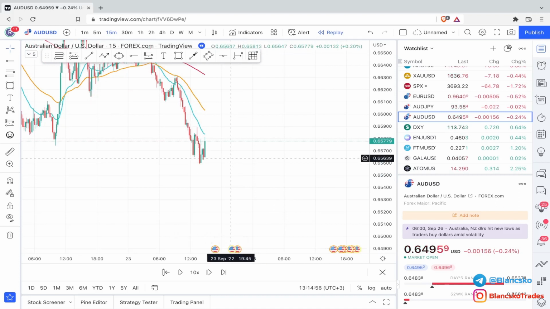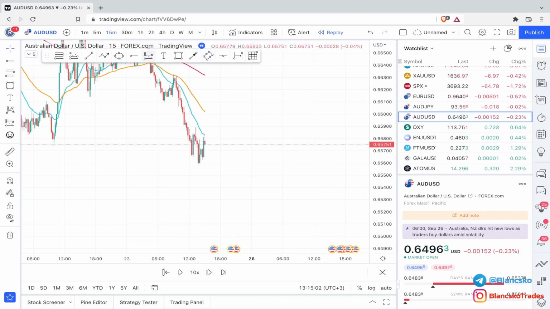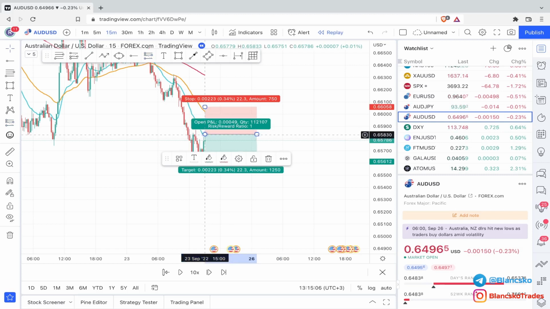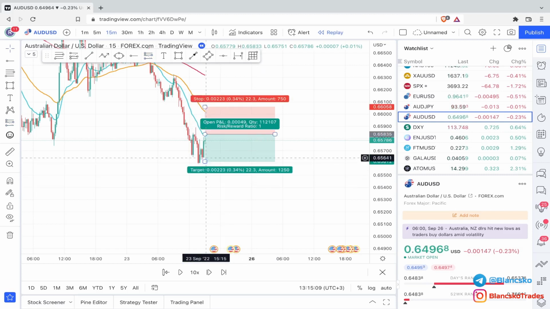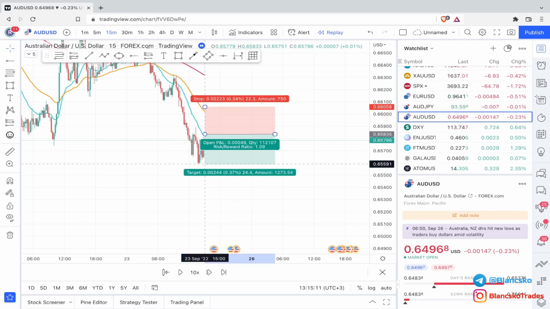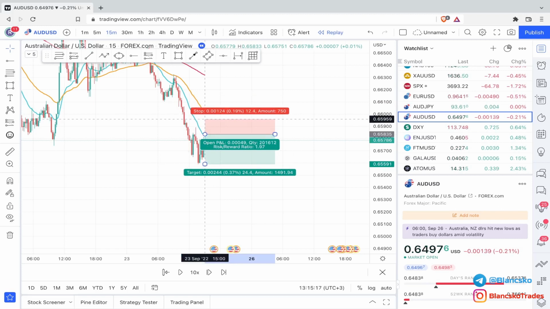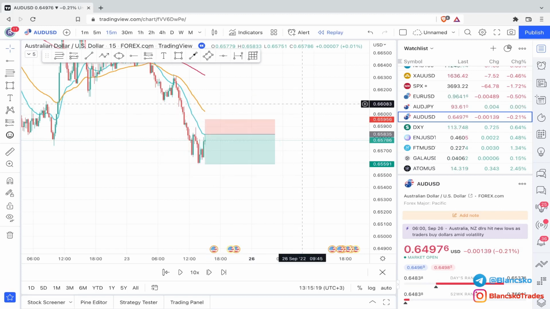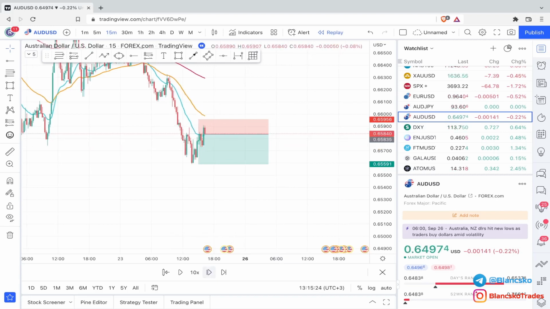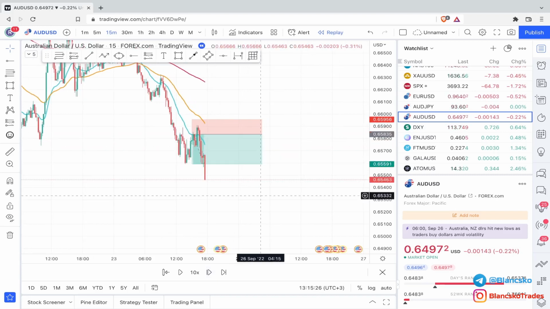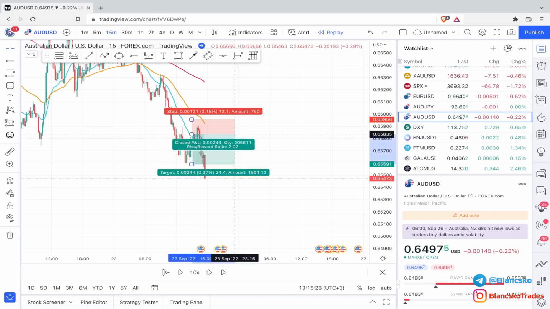So now we have all the parameters met. We only wait for the touch. We have the touch right here. We place our take profit at this swing low, which is right here, and our stop loss at 1 to 2 in order to achieve a 1 to 2 risk to reward. Okay, so now that we enter the trade, let's see how this plays out. And nice, this would have been a take profit. This would have been a win.